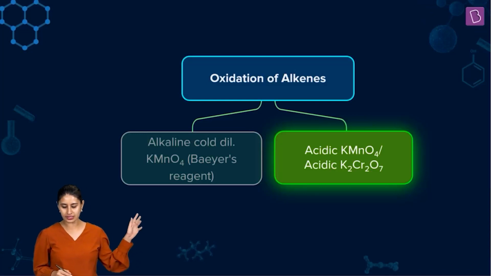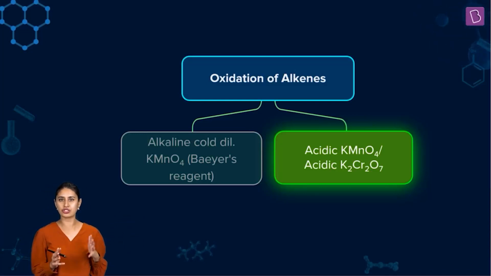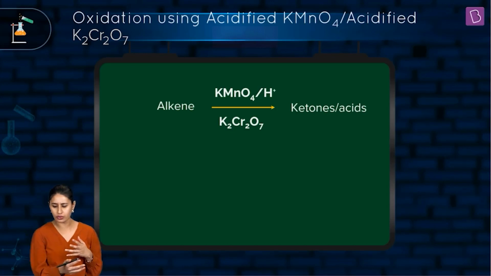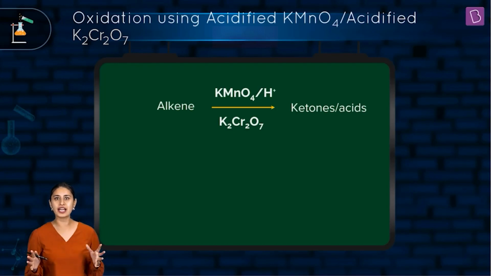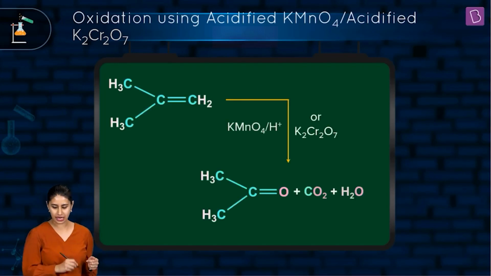Now let's do one thing. Let's talk about acidic KMnO4 or acidic K2Cr2O7, potassium dichromate, or acidic potassium permanganate. Here what happens is we may get ketones, we may get acids. It depends on the kind of alkene that we have that we can decide what product will be formed. So check it out.